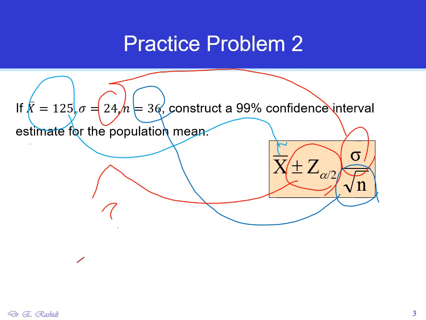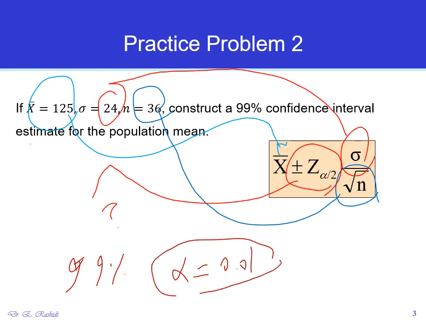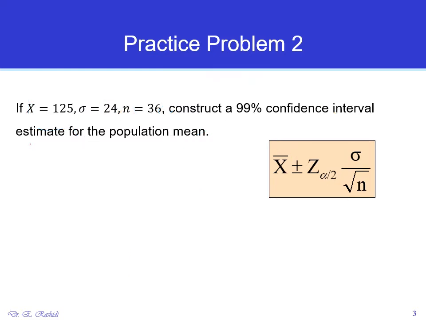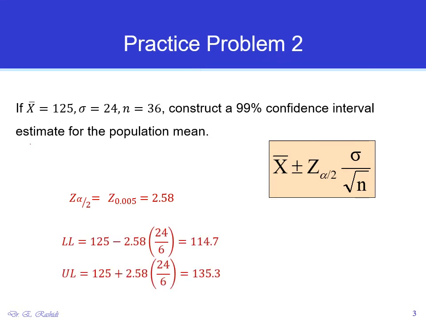So we're looking for a 99% confidence interval. That means alpha is 0.01. That's 1%. So we're looking for Z of half of alpha, alpha over 2, which is equal to Z of 1% divided by 2. That's 0.005. So we need to look at the Z table and find the Z of 0.005. And that is equal to 2.58 if you look at the table.